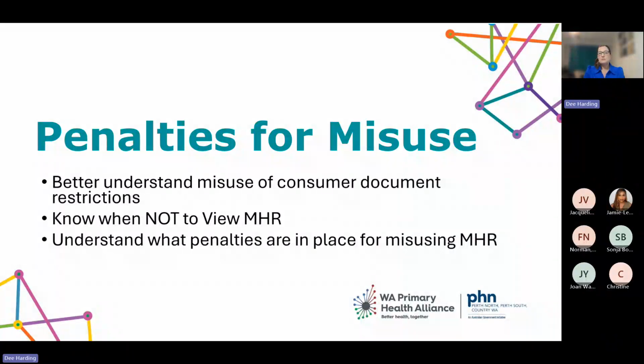So in this section, we're going to be talking about hopefully providing you with a better understanding of what misuse of a consumer document restriction looks like, know when not to view a My Health record as a clinician, and understand those penalties as mentioned previously.